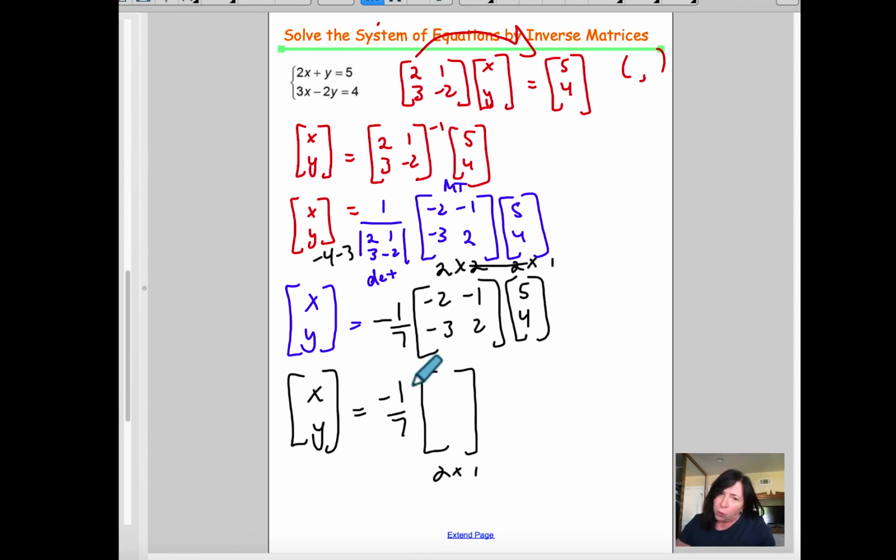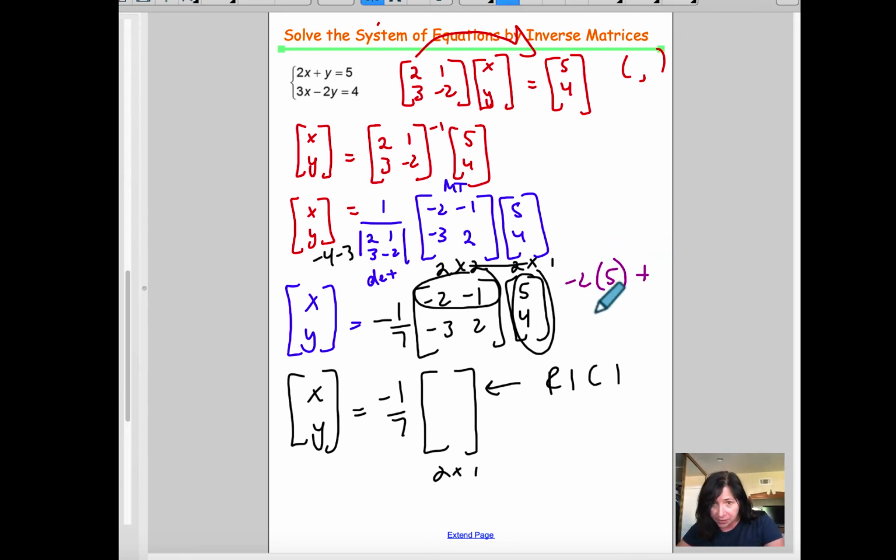So to find row 1, column 1, that's the space right here. I need to multiply row 1 by column 1. So that's going to be -2 times 5 plus -1 times 4. What is that? -10 minus 4 is -14. Love that, because look at that 7, loving that.